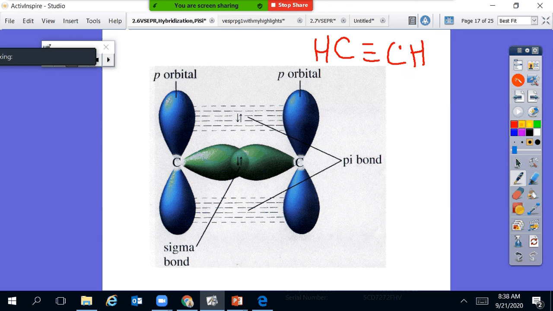Okay, so this is ethene. This right here, the direct overlapping, is called a sigma bond. The indirect overlapping right here, this bond right here, is called a pi bond, and there are 2 pi bonds right here. So it's kind of like not a direct physical overlap.